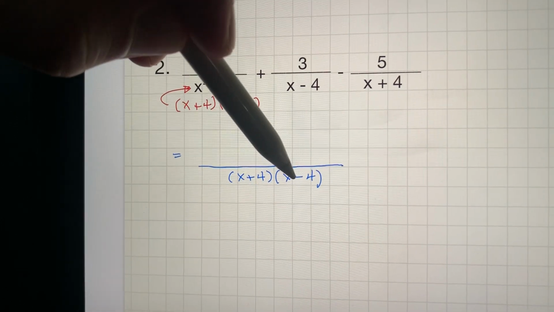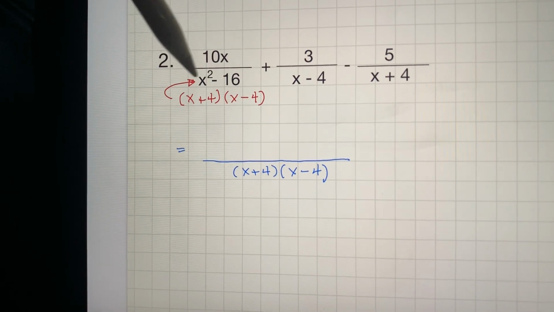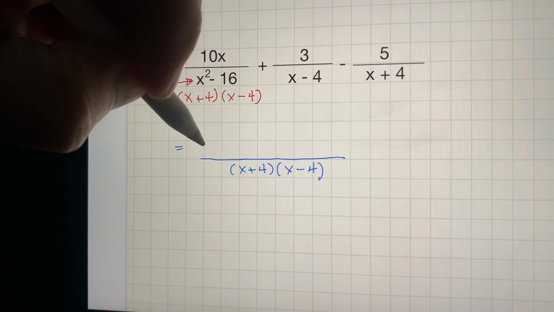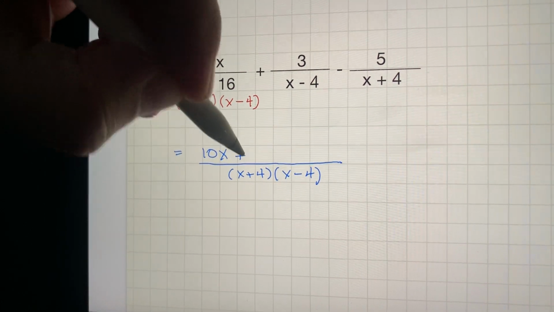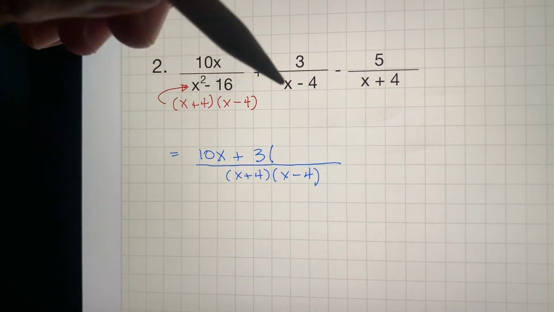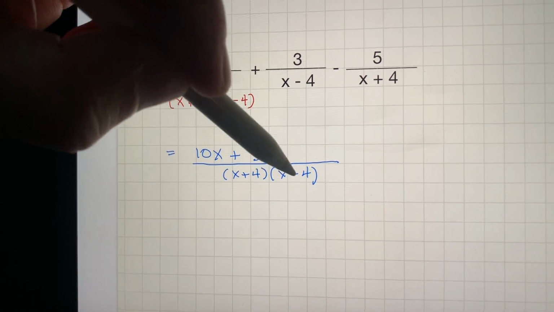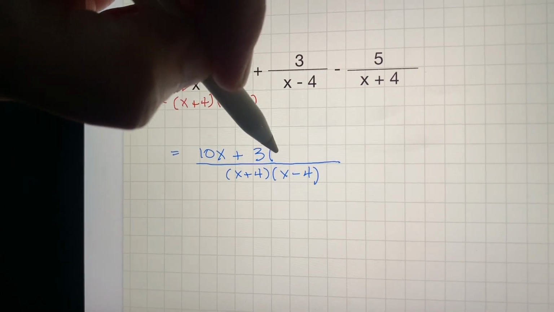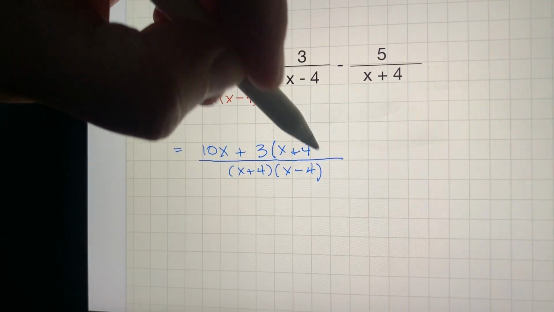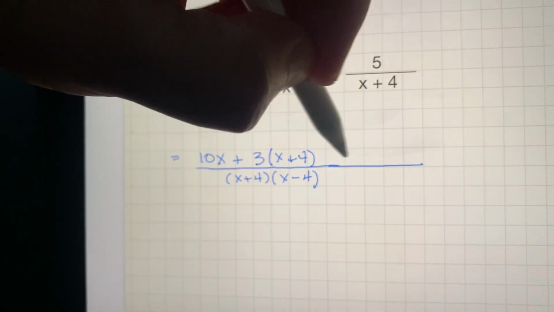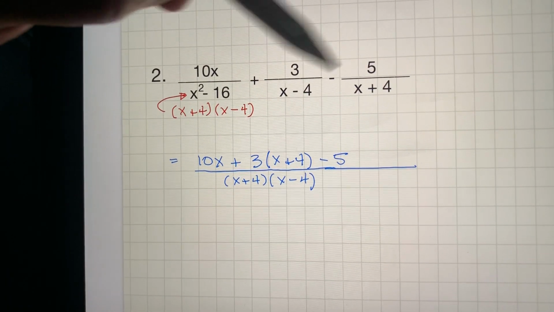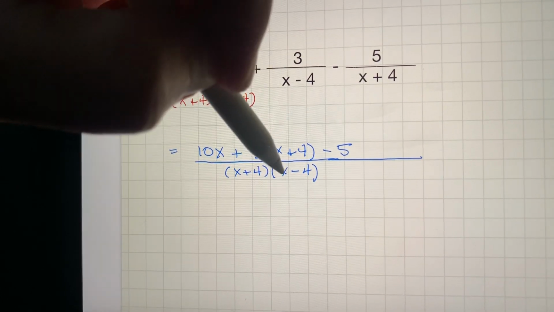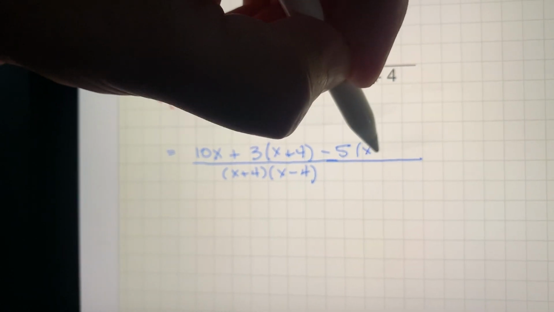So when I take this and divide it with this first term, then that is 1, so I end up with 10x. Then 3 times x plus 4 times x minus 4 divided by x minus 4 is x plus 4. So then 3 times x plus 4. And then I need to subtract 5 times x plus 4 times x minus 4 divided by x plus 4 gives me x minus 4, so 5 times x minus 4.